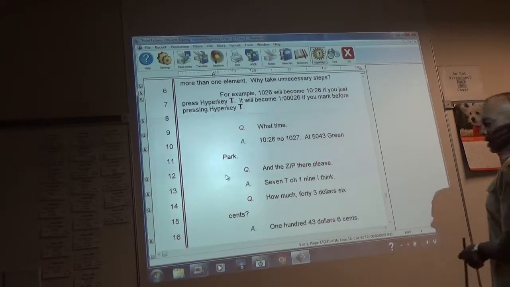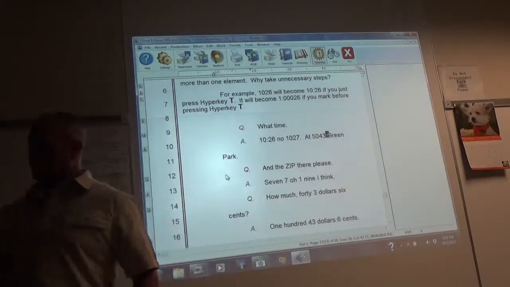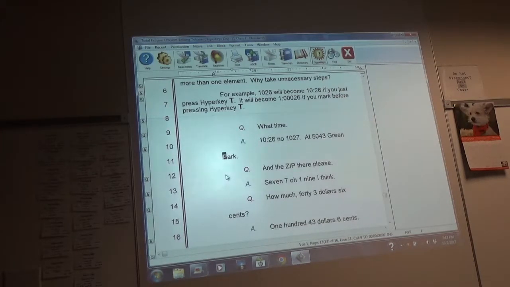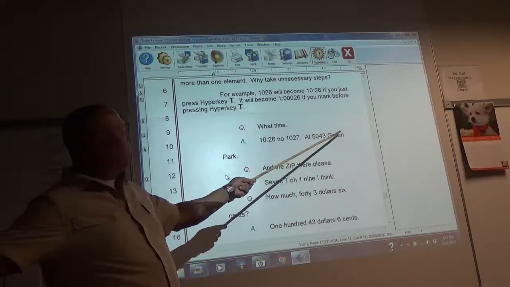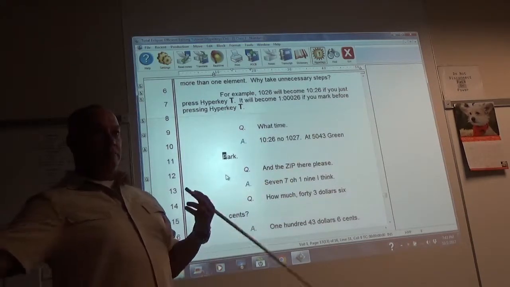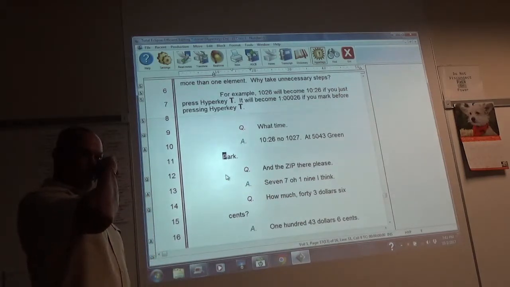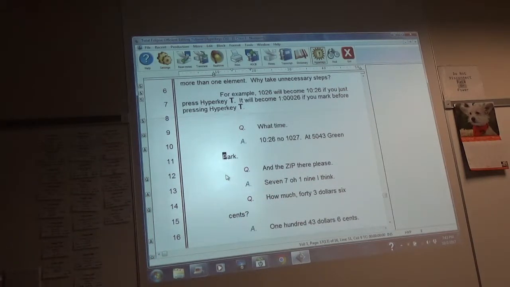All right, say we're right here. These need to be together. How do we do that? Where are we at? It's not 5043 Green Park. So you go to the G and mark the G, you know, Green Park. Highlight it. So mark it, and then also P, I mean Park. And then you global it.